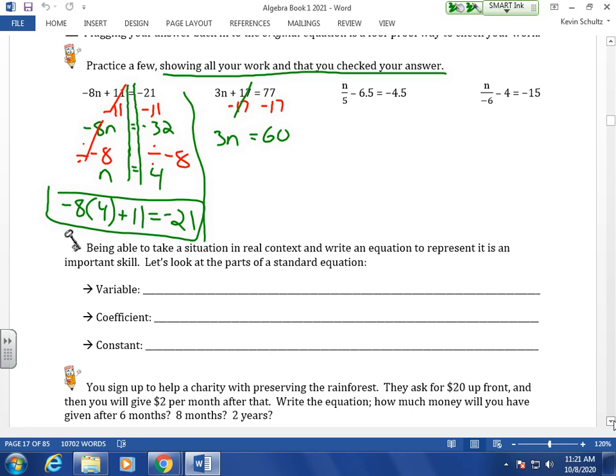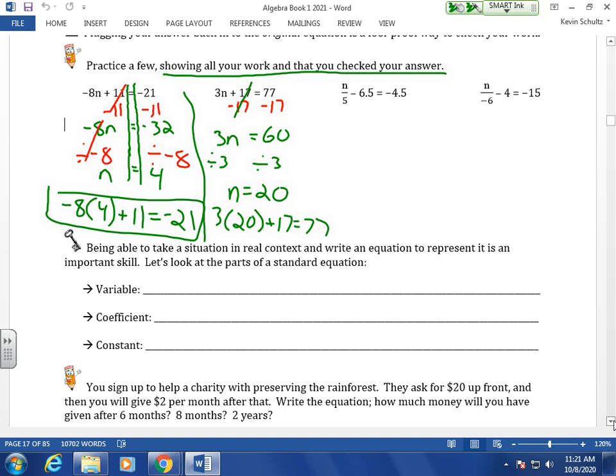Then, step 2. Divide by 3, and n equals 20. Prove it to me. Well, 3 times 20 is 60, plus 17 equals 77.